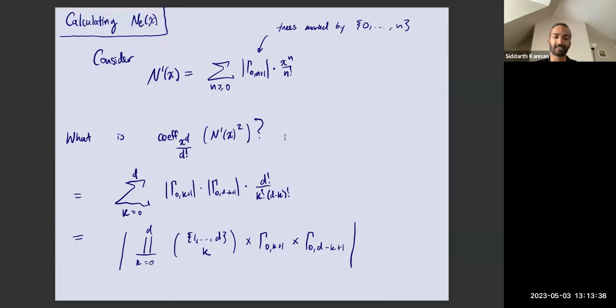So you can think about this: squaring this generating function, I get another generating function that's counting some sets. I mean, these seemingly random sets here.